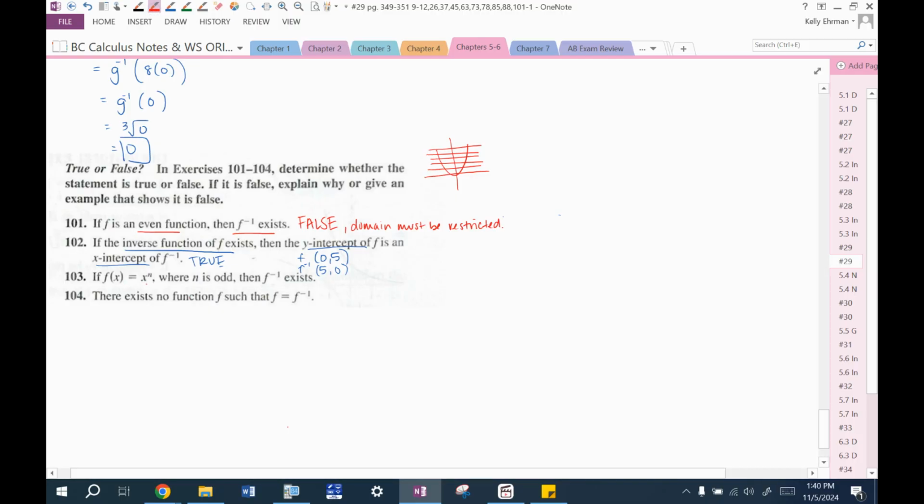If f of x equals x to the n, where n is odd, so we're talking x, x cubed, x to the fifth, then f inverse exists. And it's only this one term. It's not plus a string of other terms. So that one is true.